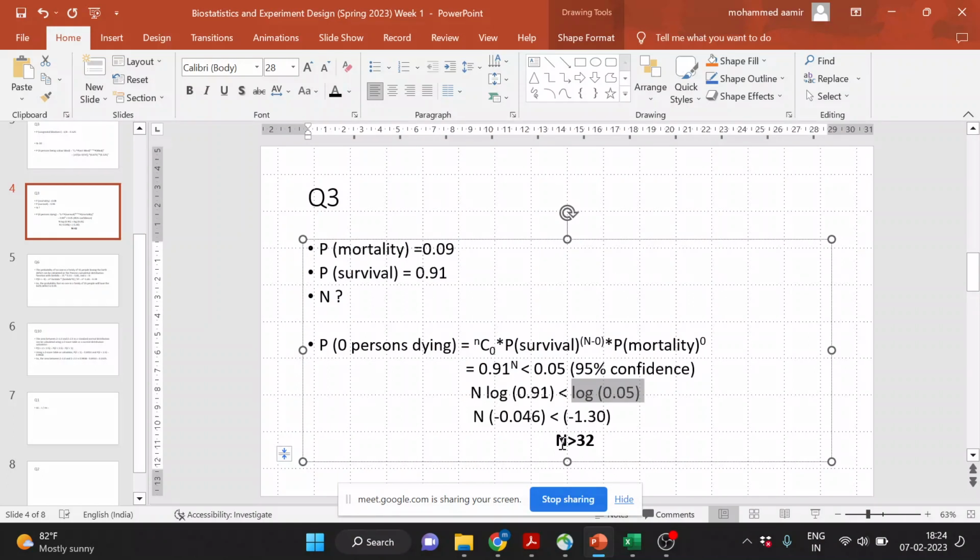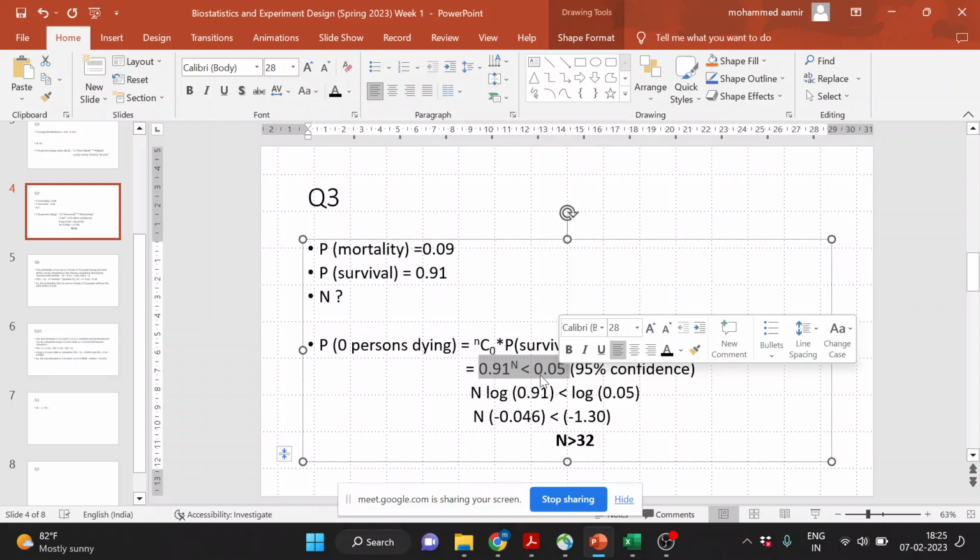Sorry, n greater than 32. n comes aside, this 1.3 goes that side, and when you take the denominator and simplify this, you get n greater than 32. Is this okay? It's some math, but you have to look up log properties. The important part is this: 0.91 raised to the power n should be less than 0.05. Is that understood? It's a slightly complicated question. Yes, sir. From this, you have to just apply elementary math, some log properties. Okay. Great.